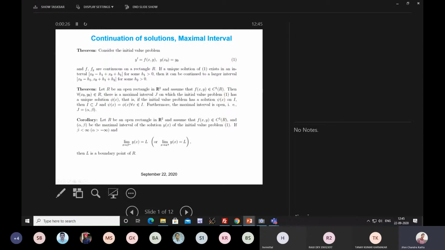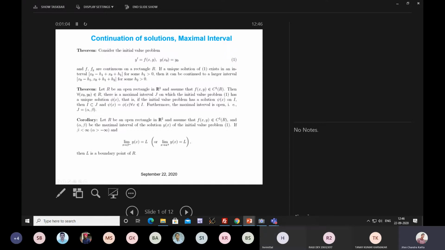So then for all x naught, y naught lying in R, of course this is going to be considered as the initial point, there is a maximal interval J on which the initial value problem 1 is going to have a unique solution phi x. That is, if the initial value problem has a solution psi x on I, then I is a subset of J, and psi x is phi x for all x belonging to I.